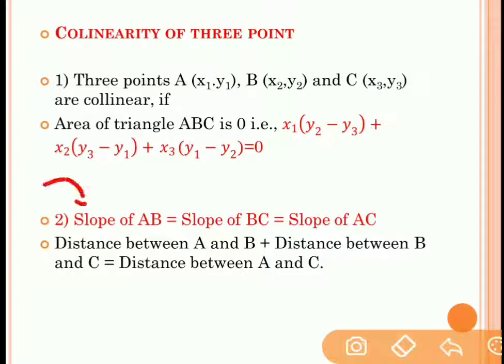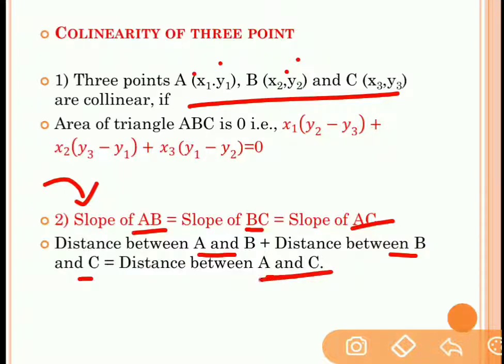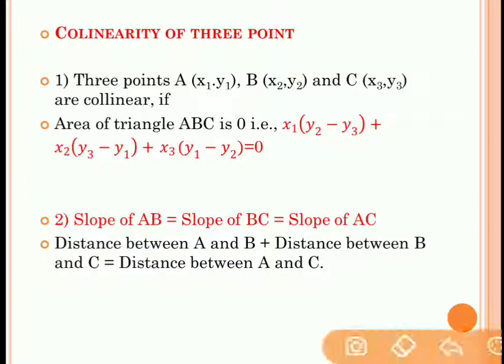The next property which you need to remember is, given that there are 3 points A, B and C, the slope of AB can easily be found out by the difference in the y coordinate upon the difference in the x coordinate. We have already seen how to find the slope. Now, if the slope of AB is equal to the slope of BC and it is equal to the slope of AC, then you can say that the distance AB plus the distance BC will be equal to the distance AC. How is this property useful? This property is useful to find out whether these 3 points are collinear or not.